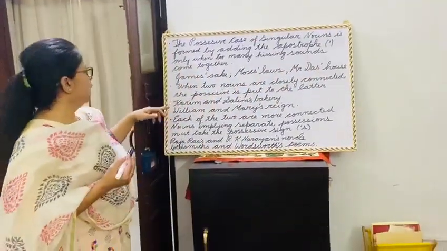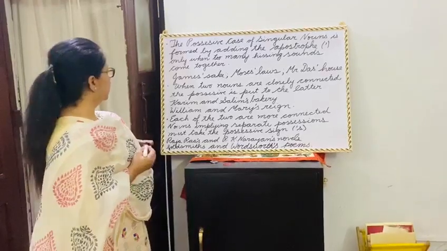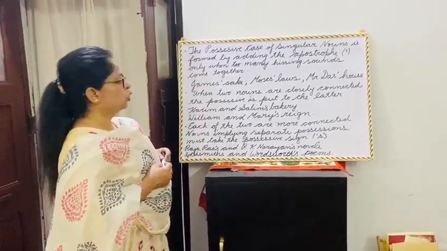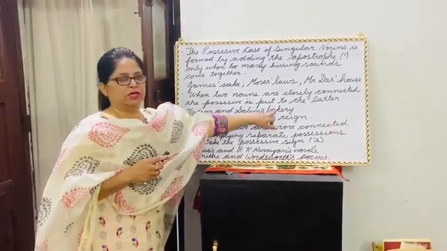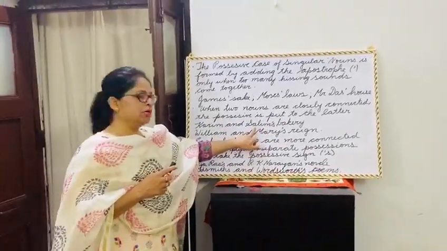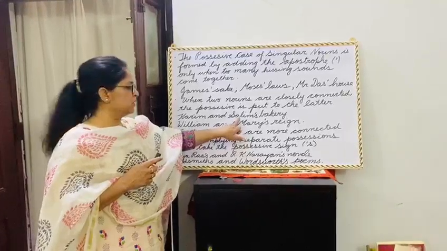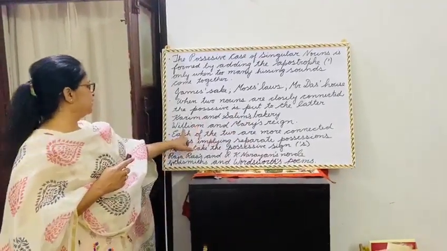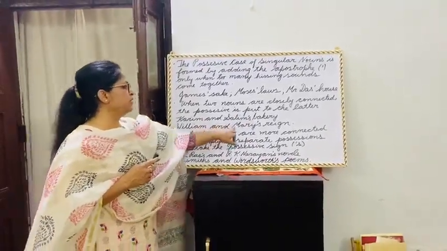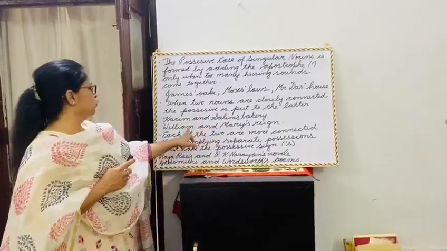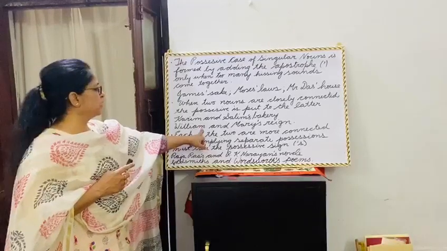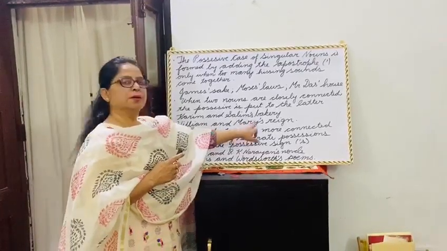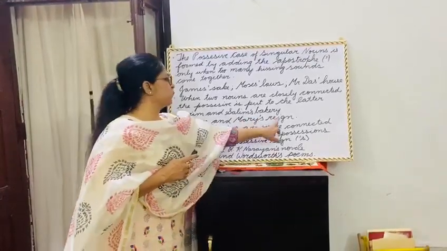Now the next one. When two nouns are closely connected, the possessive is put to the latter. Like Kareem and Salim's bakery. So we put an apostrophe s after Salim. The second example is William and Mary's ring. Again here we don't put an apostrophe s after William. We put an apostrophe s after Mary. So it becomes Mary's ring.